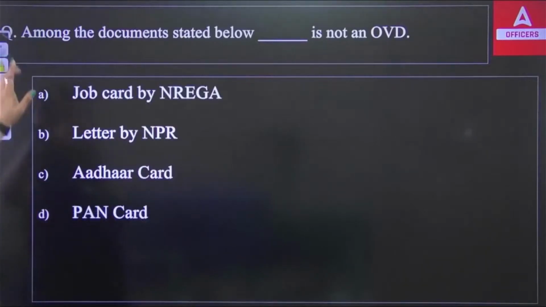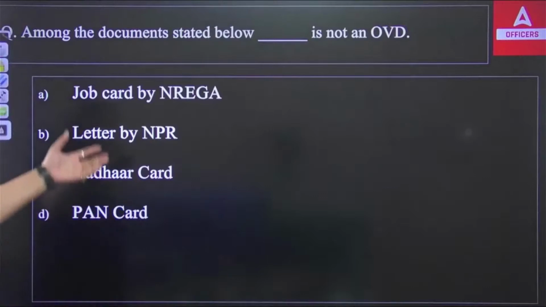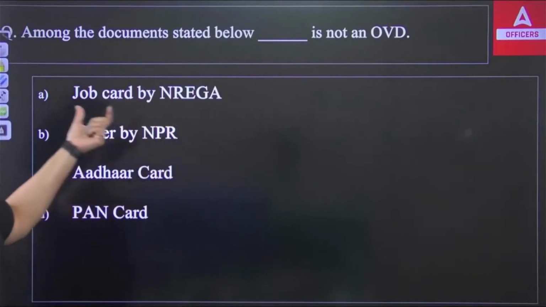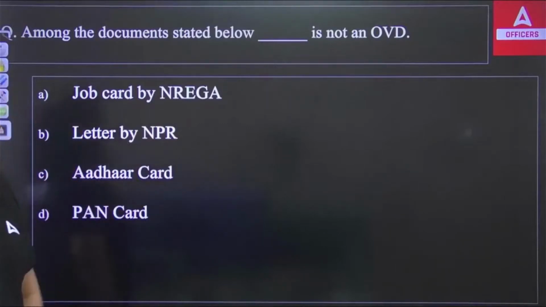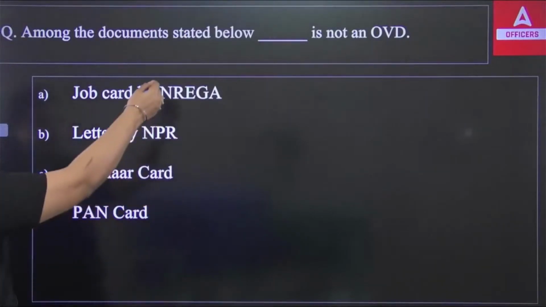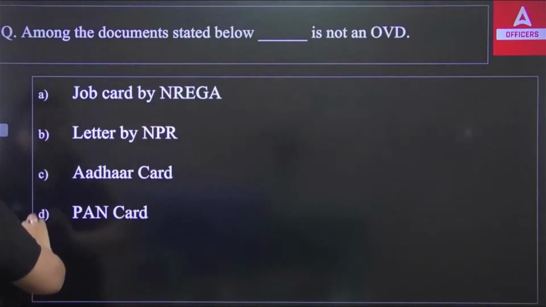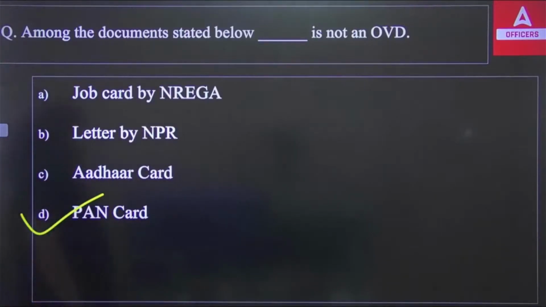First is saying job card by NREGA. NREGA is what? National Rural Employment Guarantee Act. Then the letter by National Population Registry. Then the Aadhaar card. Then the PAN card. So the first, second, third are part of your officially valid documents, but the PAN card is no longer part of your officially valid documents. So do remember that the PAN card is not a part of your officially valid document, and this is what the right answer will be.